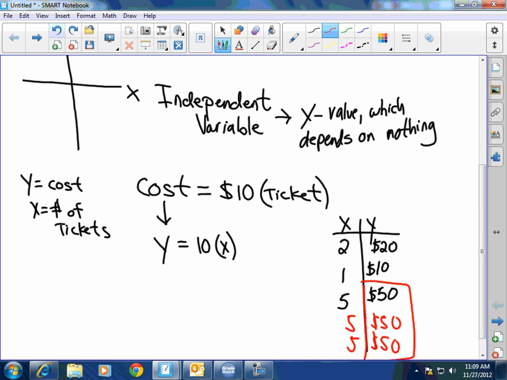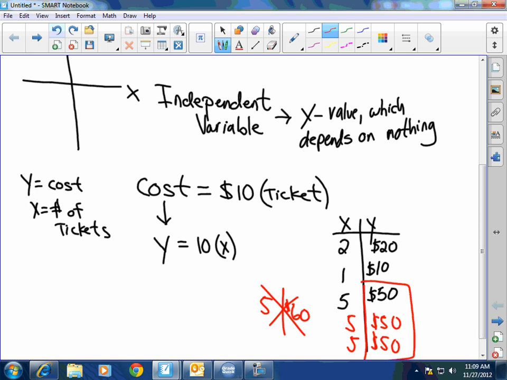No. What the question was, what happens if you do have five for $60? Does that mean the 60 is independent? No. That means that this is not a function. They're just randomly choosing to charge you whatever they do.